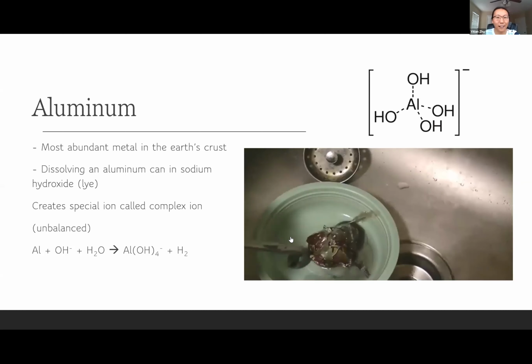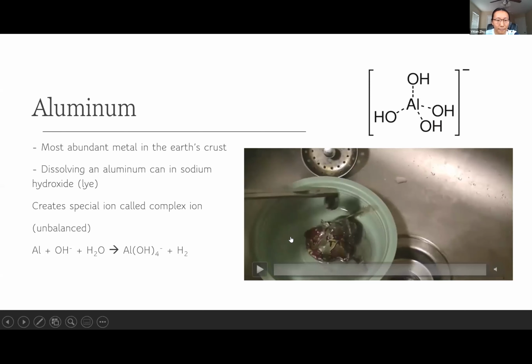At the end, it looks kind of like a piece of garbage. So somebody asked, well, why does that happen with the aluminum can when you dissolve it in lye? And the reason is that it creates a special ion called a complex ion, where oxide in the lye starts bonding to the aluminum, and it makes a charged particle called an ion that exists in solution. And so the unbalanced equation, I was too lazy to balance it. If you look at that equation right there at the bottom, that's how it works.